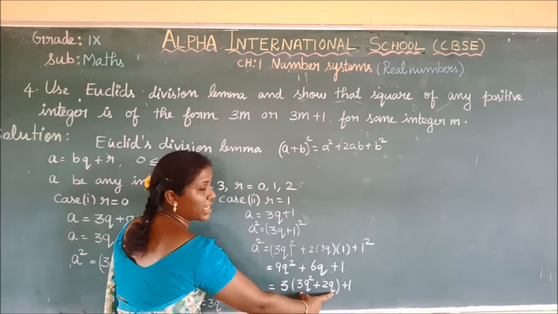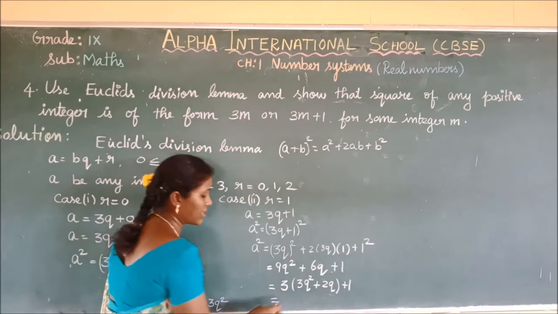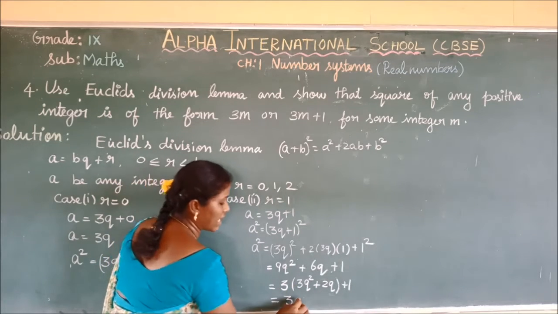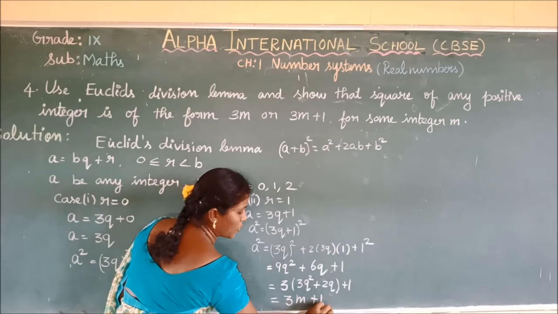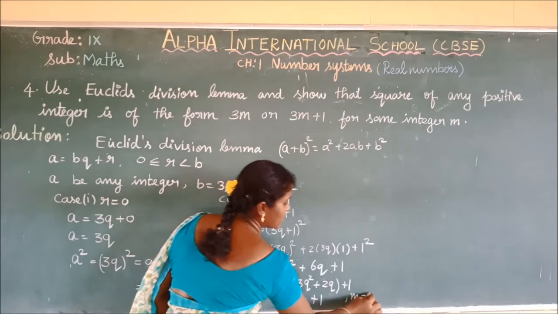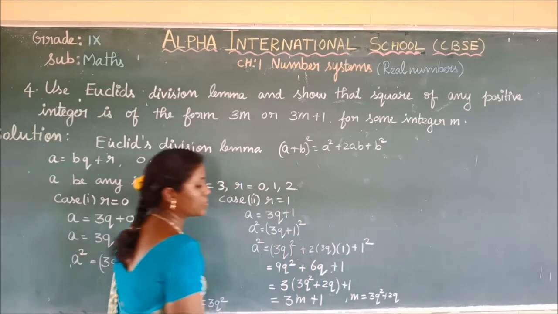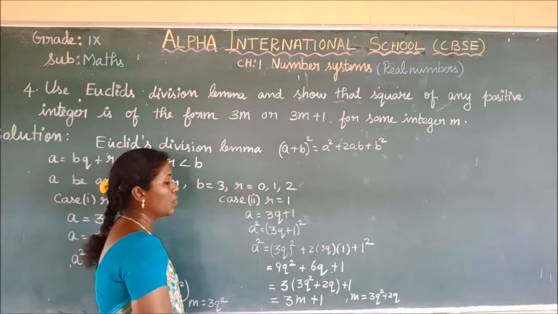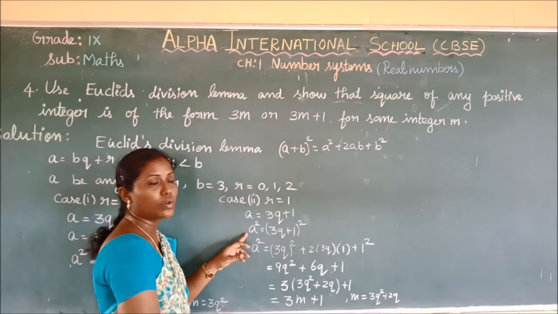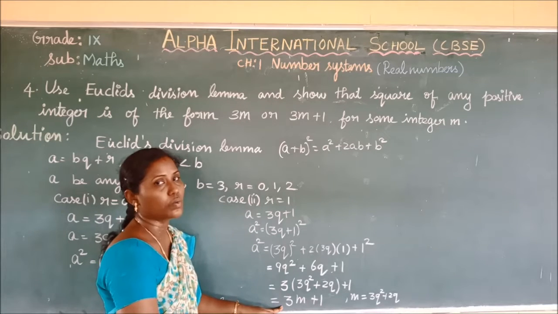This is an integer. I don't know the value of the integer, but it will be some integer. So we can write this as 3m plus 1, where the integer m is equal to 3q square plus 2q. So here also, in the second case, the square of the positive integer is expressed in the form of 3m plus 1.